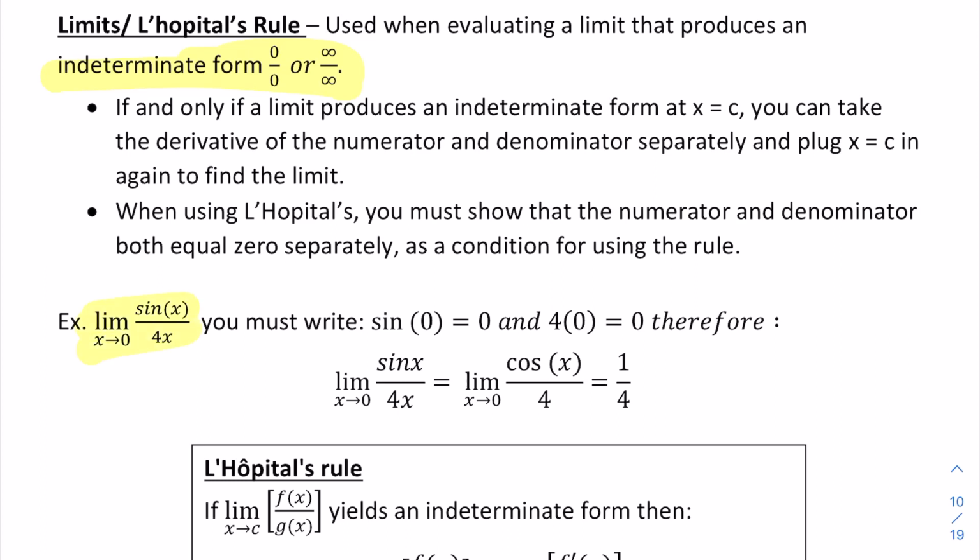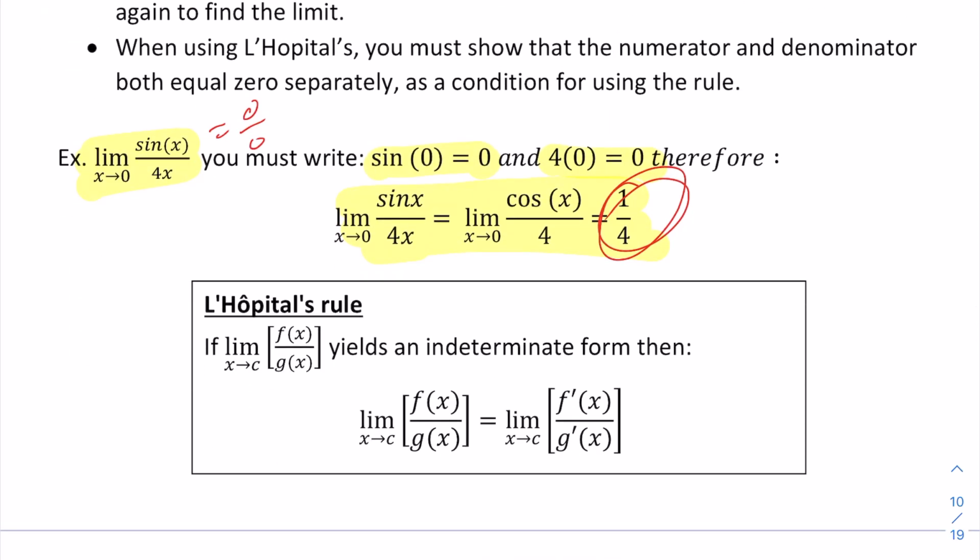So if you have a question like this where you're asked to find the limit as x approaches 0 of sine of x over 4x, you must show sine of 0 equals 0, and 4 times 0 equals 0. And so therefore, then you want to go ahead and write out this limit. You want to take the derivative of the numerator, the derivative of the denominator, and then plug in the limit and get 1/4. What you do not want to do is at the beginning of this problem say, oh, this equals 0 over 0, because it doesn't equal 0 over 0. It equals 1/4. You saying it equals 0 over 0 is going to lose you a point, because they're going to say, you just said that this limit was undefined, which is not true. The limit actually equals 1/4, right?